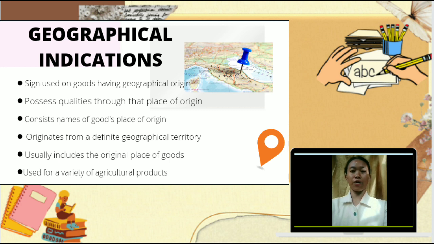So, it is a sign used on goods having geographical origin, and it possesses qualities through the place of origin. It consists of names of goods and place of origin. It originates from a definite geographical territory. It usually includes the original place of goods, and it is used for a variety of agricultural products.